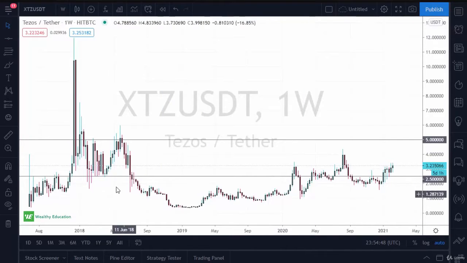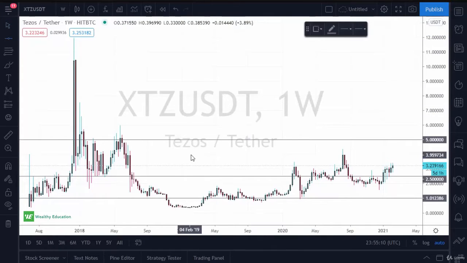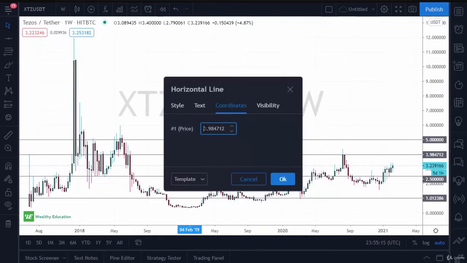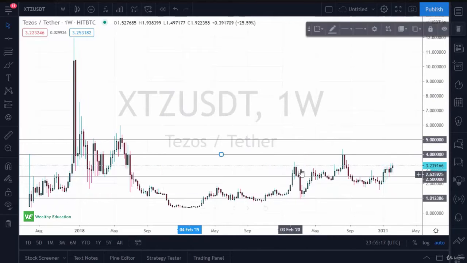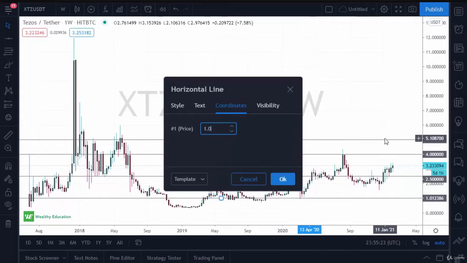So you can see the $2.50 level has been supportive. The $5 level has been resisted. We have cut back and forth between here and $2.50, between $2 and $3.50 as well. So we may have a little bit of adjustment down the road, but as things stand right now, I think this looks relatively good. Let's go ahead and make that $4. And let's make this one $1 even.